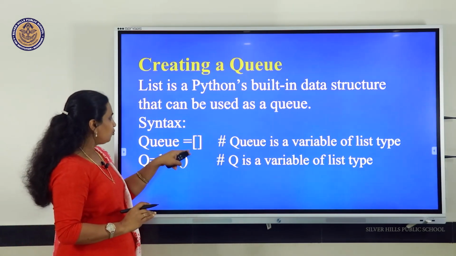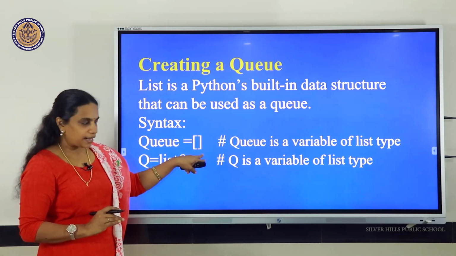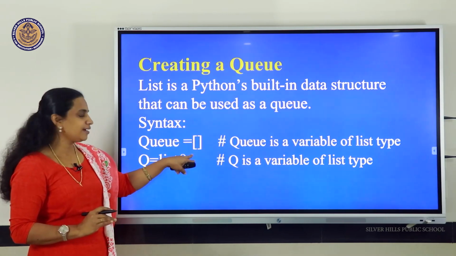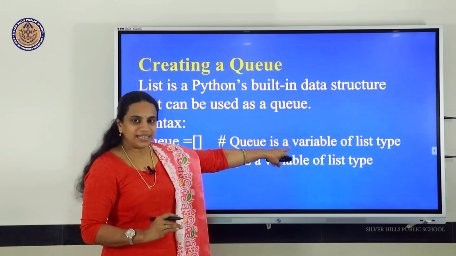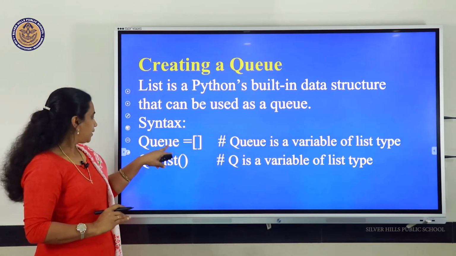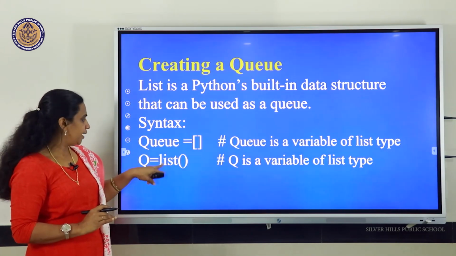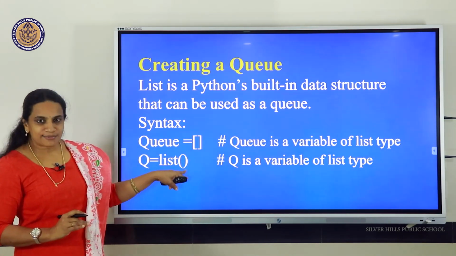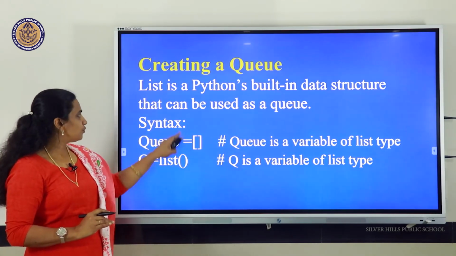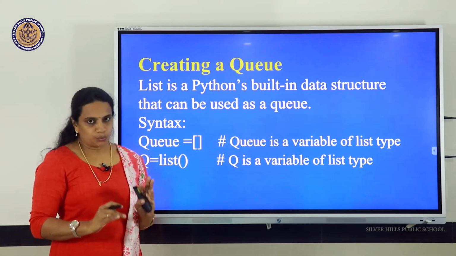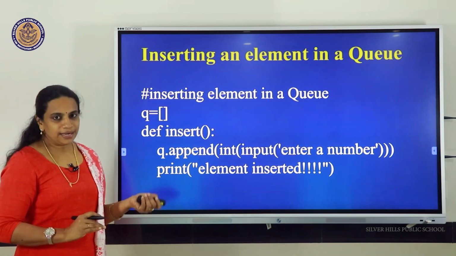Okay. We will move on to first one, that is how to create a queue. Here also we can have a square bracket, that is queue is equal to square bracket. This we have studied earlier, how to create an empty list. Here queue is a variable of type list, it is an object. And similarly, you can write one more command either this way or this way. Queue is equal to list. List is a function which is used for creating an empty list. This way you can create a queue. Now we will see how we can insert an element inside a queue.